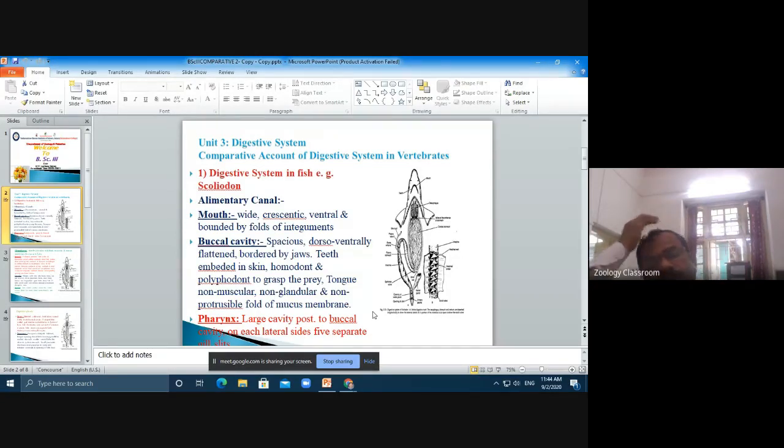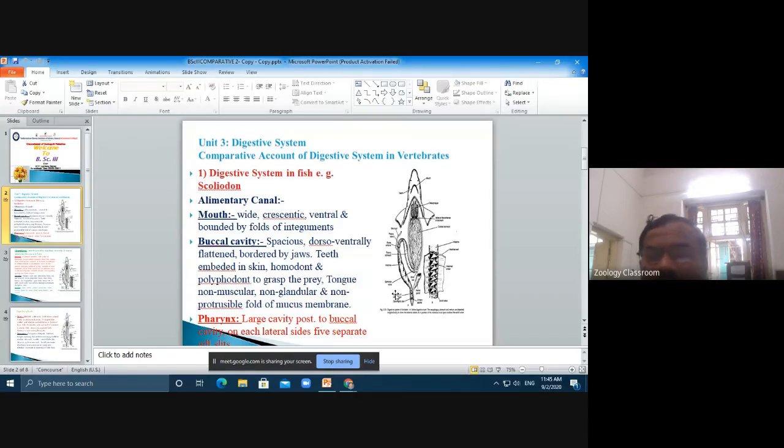In case of fishes, the tongue is non-muscular, non-glandular and non-protrusible. In case of mammals, the tongue is muscular, it is provided with glands, that is glandular, and we are able to protrude out our tongue. But in fishes, the tongue is non-muscular, non-glandular and non-protrusible, and it is simply a fold of the mucous membrane.